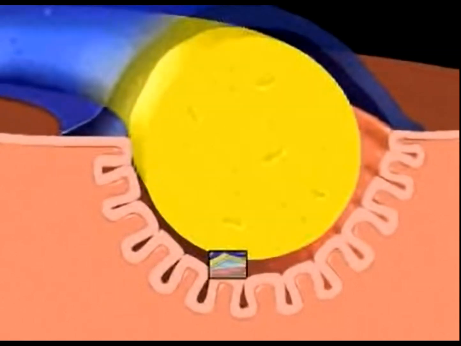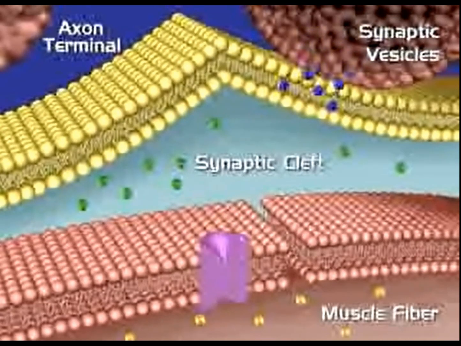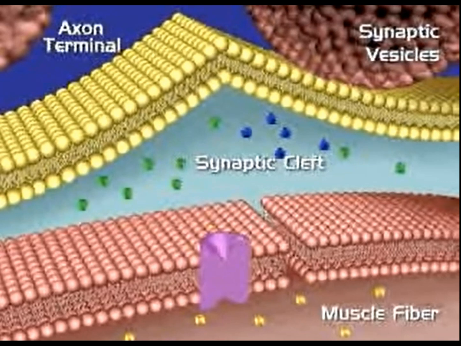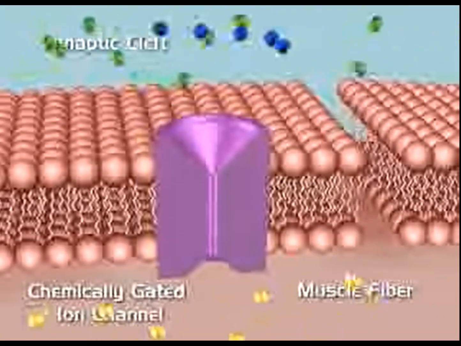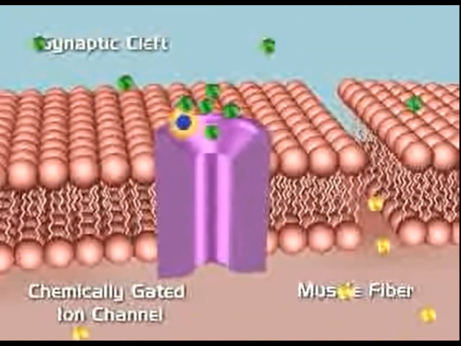The action potential arrives at the axon terminal. In the terminal, the action potential causes the release of acetylcholine from the synaptic vesicles into the space between the axon terminal and the muscle fiber, called the synaptic cleft. In the synaptic cleft, the acetylcholine binds with a receptor site on the fiber membrane, which opens a chemically gated ion channel.